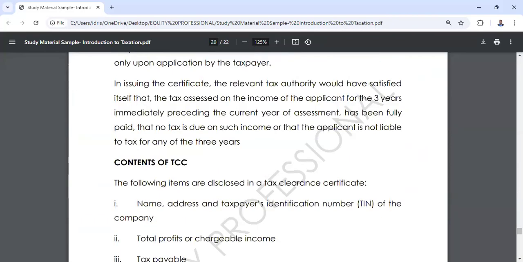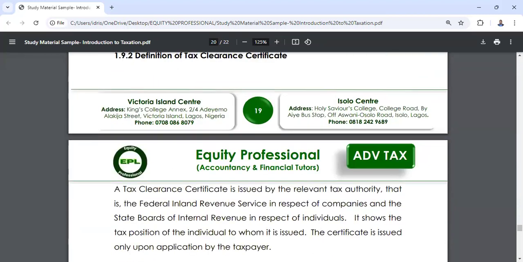Another concept we need to look at is called tax clearance certificate. Tax clearance certificate. What do we understand by tax clearance certificate? Tax clearance certificate is a document or certificate issued by the relevant tax authority, which can either be FRS or State Board of Internal Revenue.